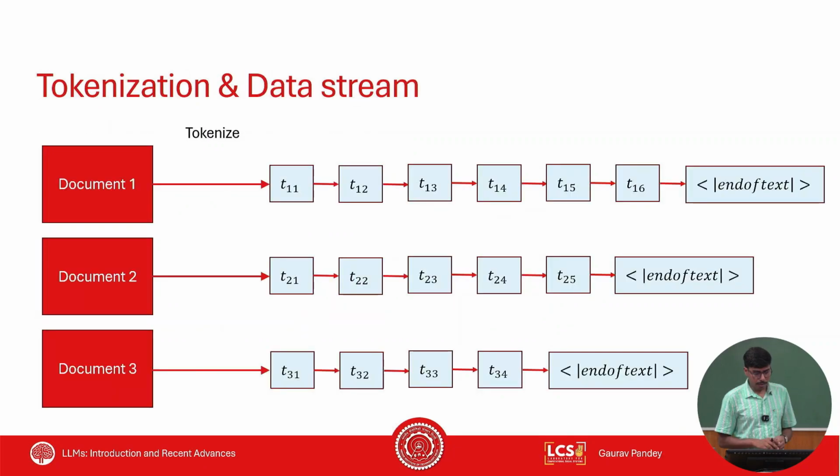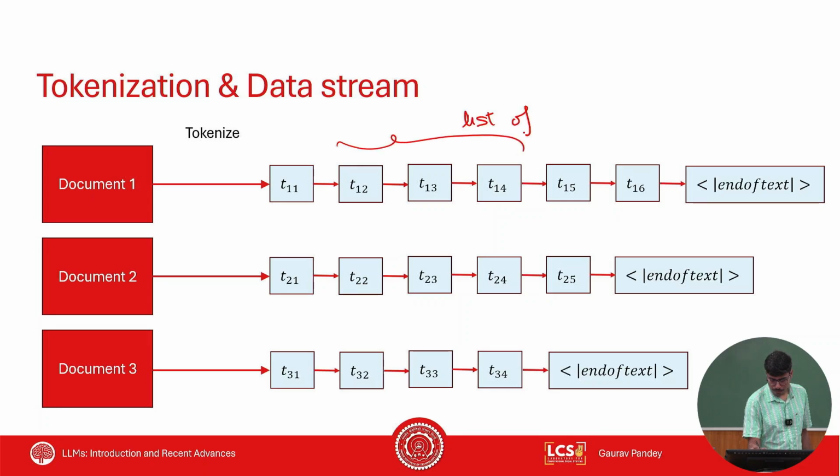Okay. So let's look at tokenization. For pre-training, everybody is familiar with tokenization. You take a document, apply a tokenizer, you get a list of tokens, and you append an end of text token at the end of it. This is a list of tokens, and then you have an end of text token after that.